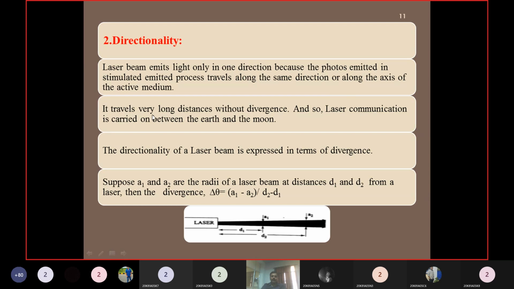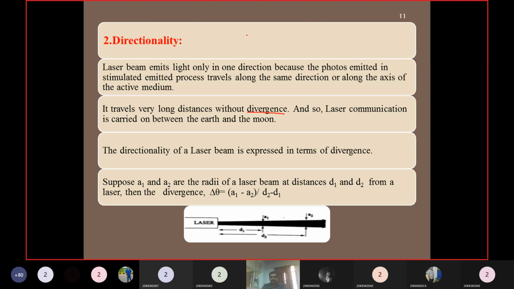It travels very long distances without divergence. What is divergence? Divergence means spreading: with increasing distance, how much it spreads. The laser travels a long distance without divergence.